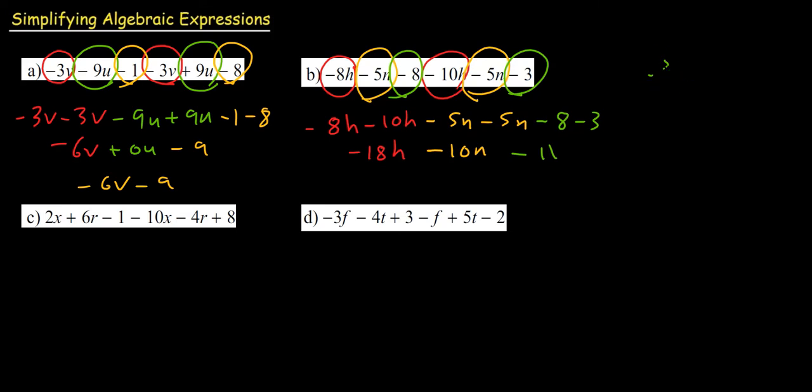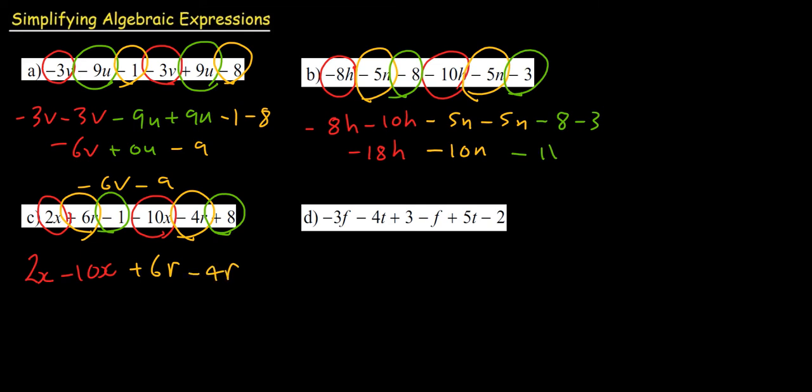Okay, let's do the remaining questions. So we've got 2x, negative 10x. We've got 6r, negative 4r. Then we are left with negative 1, positive 8. So let's write down the x's. So we've got 2x, negative 10x. We've got positive 6r, negative 4r. And then we've got negative 1, positive 8.